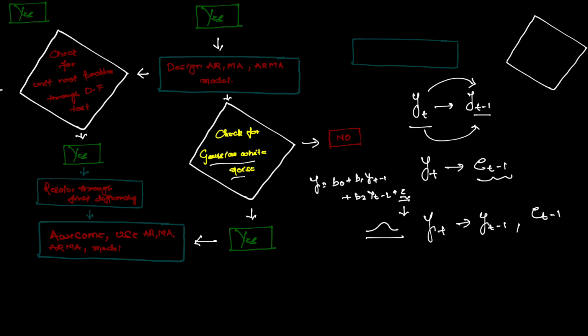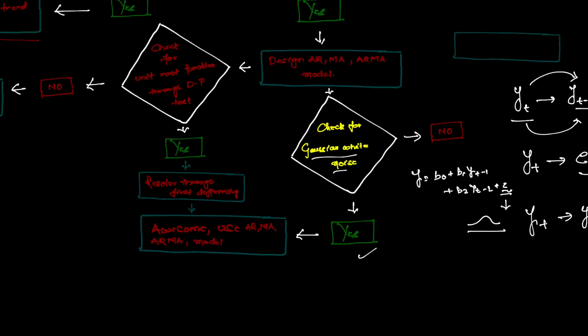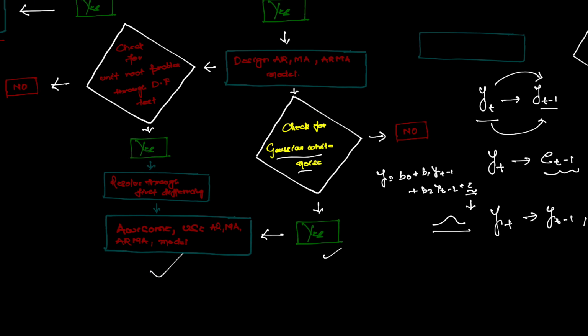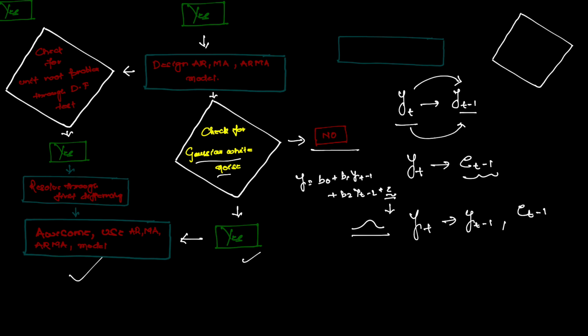If it is a Gaussian white noise process, awesome. If the ARMA model error term is following a white noise process, awesome, you can use the AR model, ARMA model, or MA model. But if it is not, pathetic, you can't use any model.